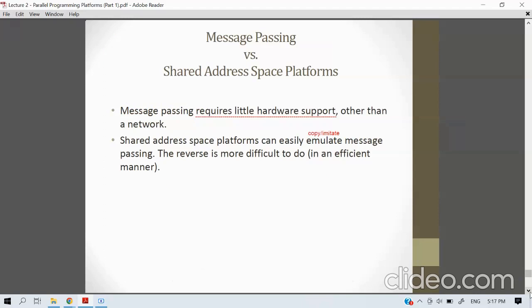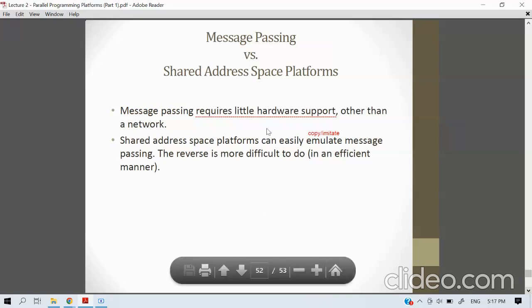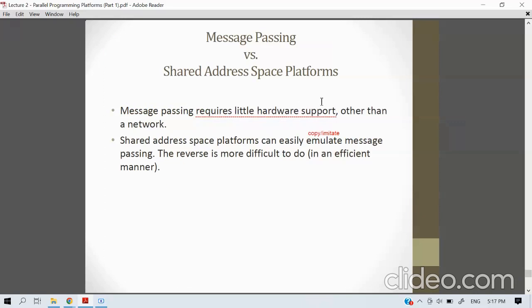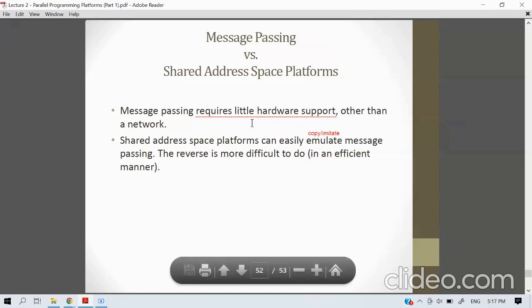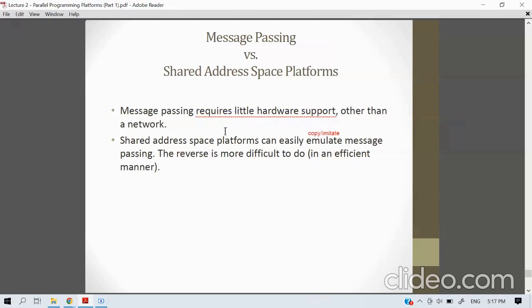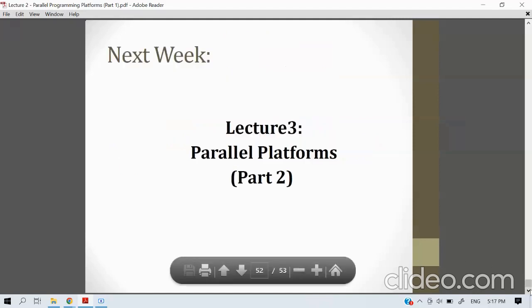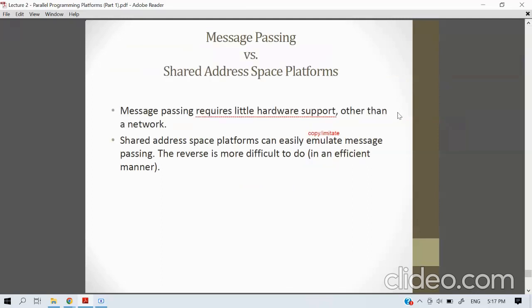Okay, so message passing requires little hardware support compared to other platforms, other than a network. A shared address space platform can easily imitate message passing. The reverse is more difficult to do in an efficient manner. So this is the difference between message passing and shared address space. Okay, that's all for this lecture.